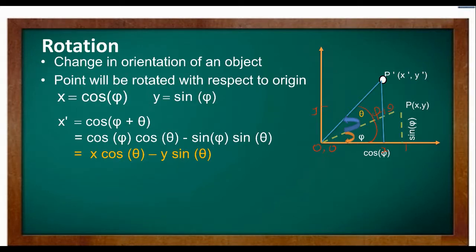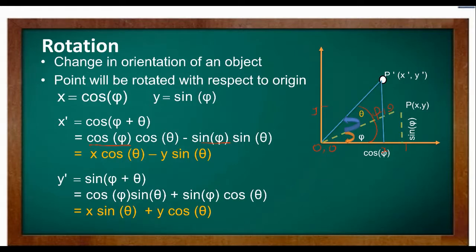We know that cos phi is equal to x. So, we replace it by x. Sin phi is equal to y. We replace it by y. We get x dash is equal to x cos theta minus y sin theta. Similarly, y dash also we can calculate. Y dash is equal to sin of phi plus theta, that is equal to x sin theta plus y cos theta. So now we got the equation of x dash and y dash.